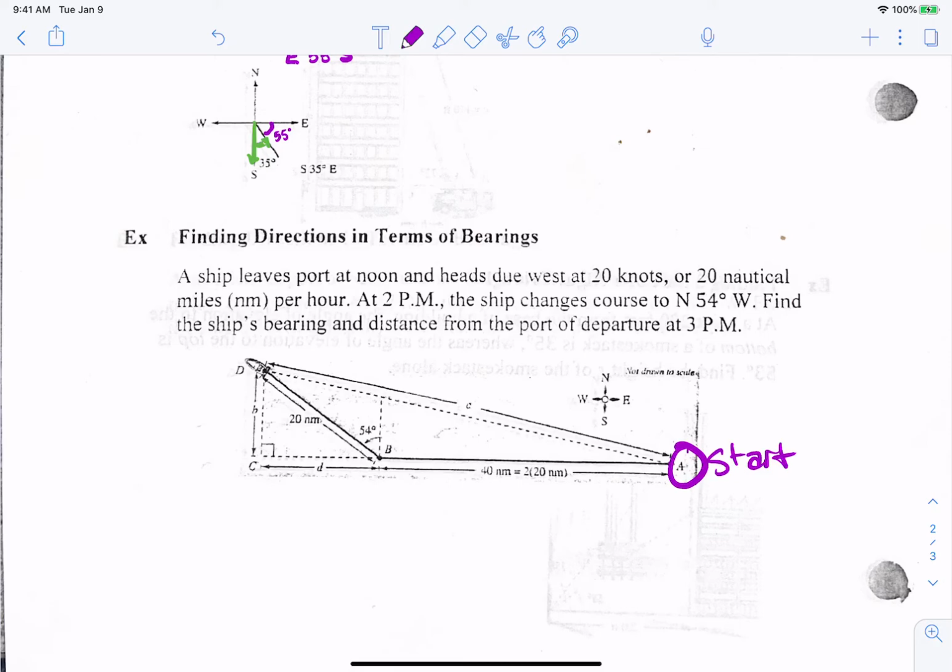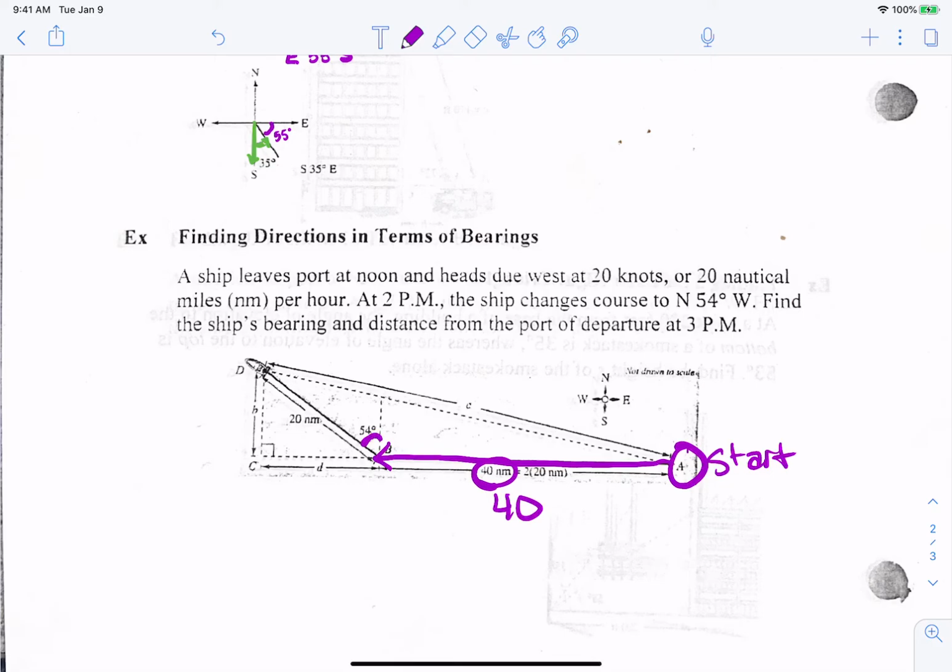At 2 p.m. it changes course. So it's going at 20 nautical miles per hour for 2 hours, which they label as 40 nautical miles. So this side is 40. Then it's changing course and it's going 54 degrees west of the north direction. That's this angle right here, 54 degrees.